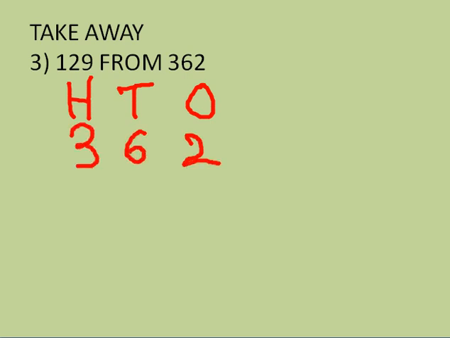Now for 3-digit numbers, I am marking 3 places: ones, tens, hundreds. In these two numbers, 362 is the larger number, so we will write it first: 2 at ones place, 6 at tens place, and 3 at hundreds place, minus 129: 9 at ones place, 2 at tens place, and 1 at hundreds place.